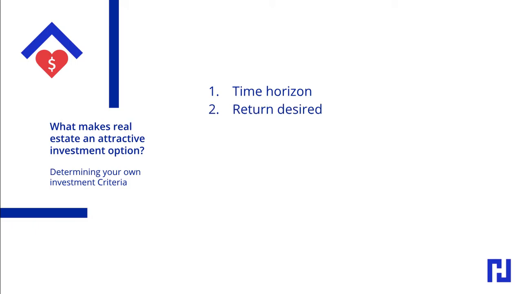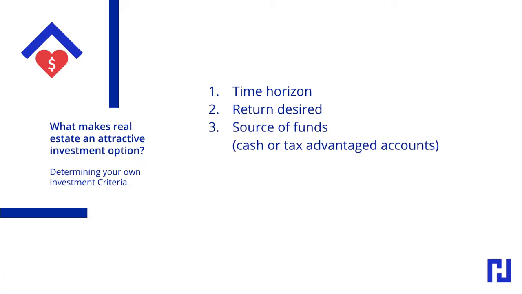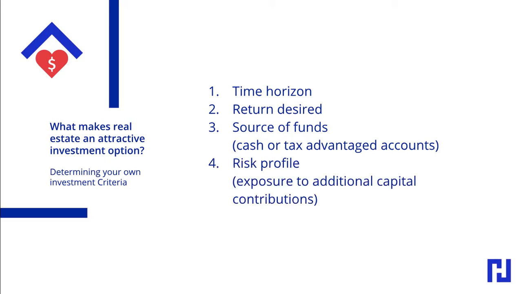Return desired. Again, what is the rate of return that you need in order to meet your investment goals? As mentioned previously, you may use general return on investment or cash-on-cash return as two example metrics to determine that return that the investment will make. Source of funds. The source of funds may either come from cash or tax-advantaged accounts. And finally, your risk profile. This is exposure that you may have to additional capital contributions.